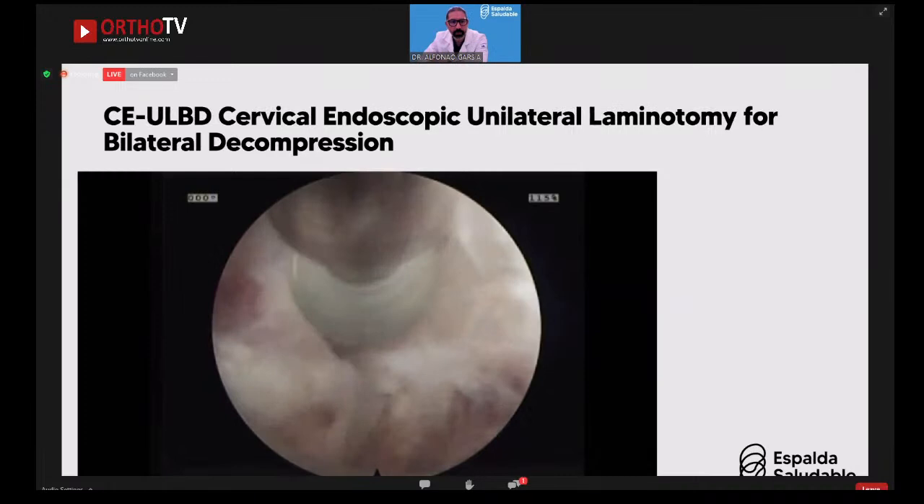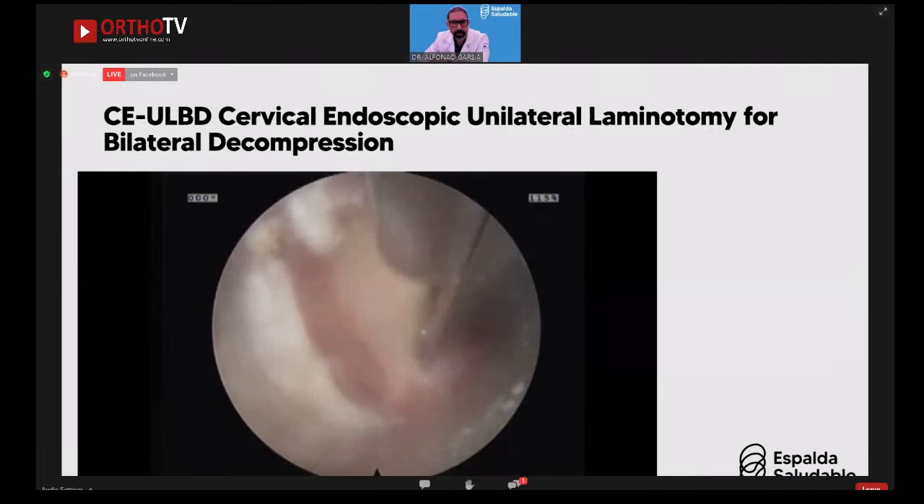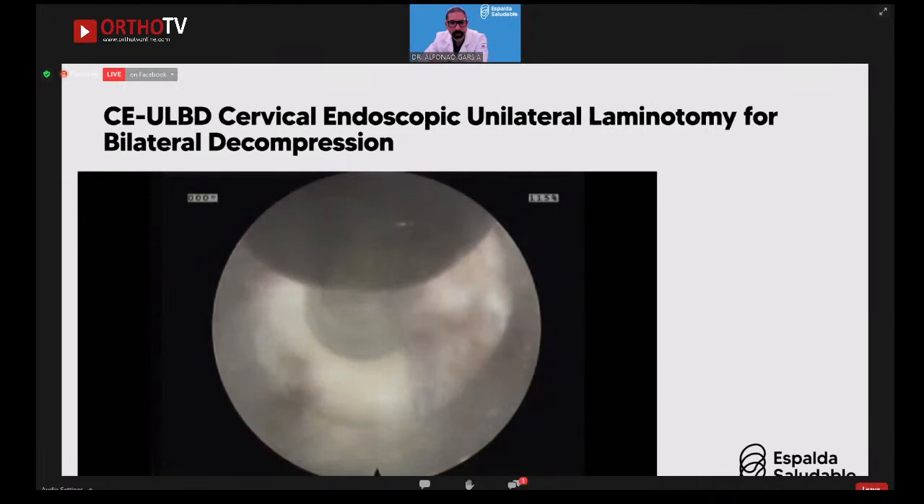I'm working underneath C3, same side. Going to contralateral side, same side laminotomy, contralateral side laminotomy with a flavum intact. It's a very, very good natural protection you should keep on.